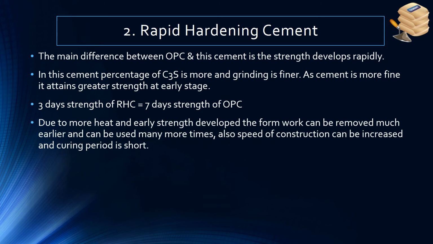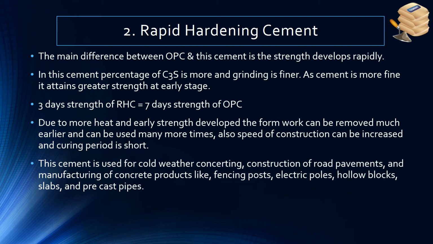Due to more heat and early strength developed, the formwork can be removed much earlier and can be used many more times. Also, speed of construction can be increased and curing period is short. So, speed of construction increases as well as economy is achieved. This cement is used for cold weather concreting, construction of road pavements and manufacturing of concrete products like fencing posts, electric poles, hollow blocks, slabs and precast pipes.